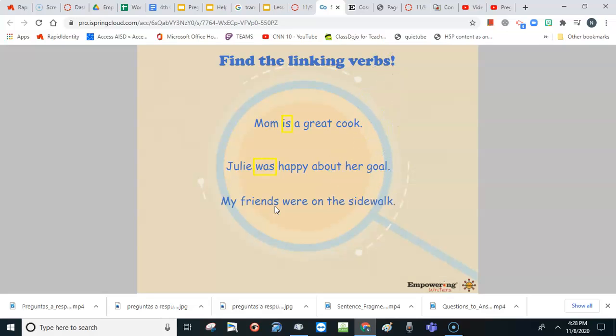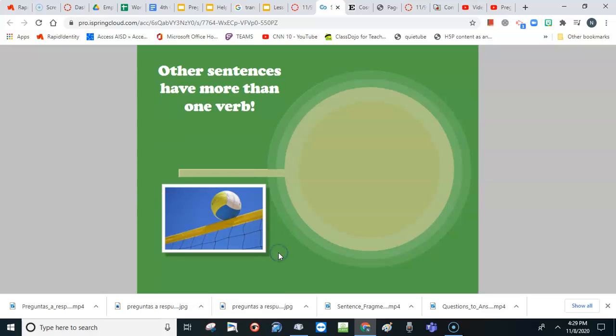My friends were on the sidewalk. What's the linking verb? Were. My friends is the subject. On the sidewalk tells me where they were, so were is the linking verb that connects both sides. I was underwater in the pool. What's the linking verb? Was. I is the subject. Underwater in the pool is where I was, so this is the linking verb.